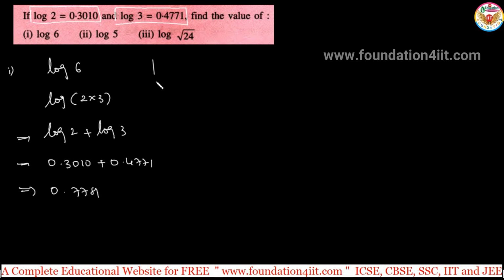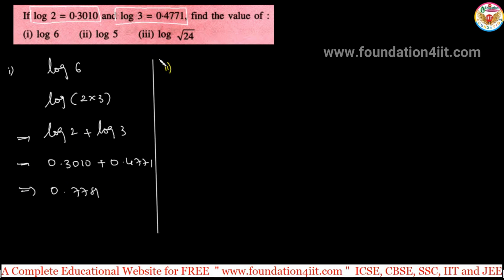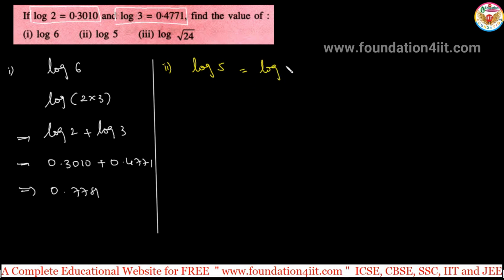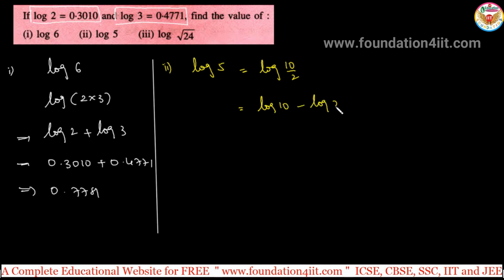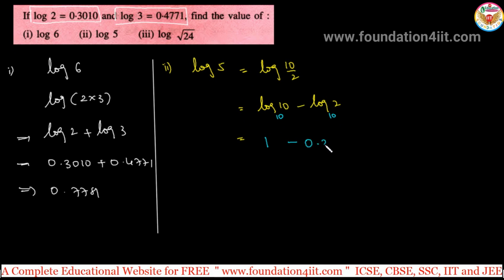In the same way, the second one, log 5 they mentioned here. So log 5 you take. 5 we can write as 10 divided by 2, right? Log 10 divided by 2, because they gave only log 2 and log 3 values. This is log 10 minus log 2. If no base is given, assume the base is 10. So log 10 to the base 10 is 1, minus the log 2 value. 1 minus 0.3010, so 0.6990.